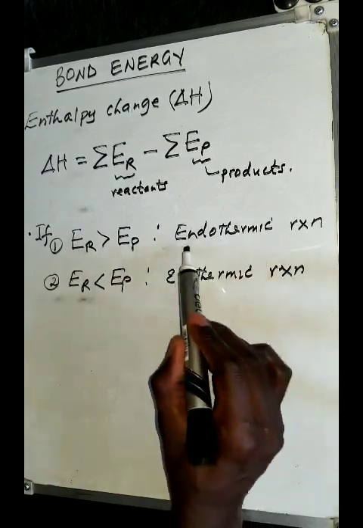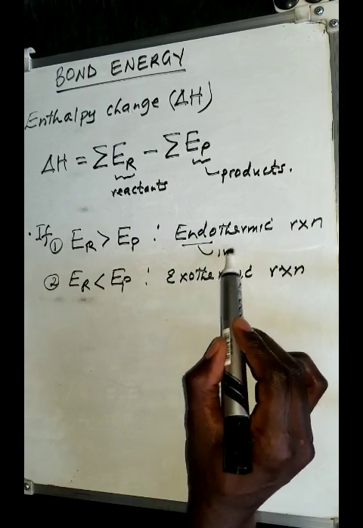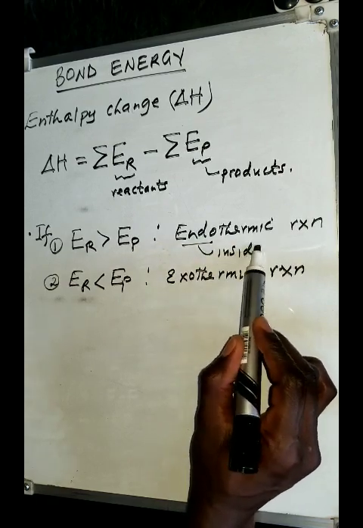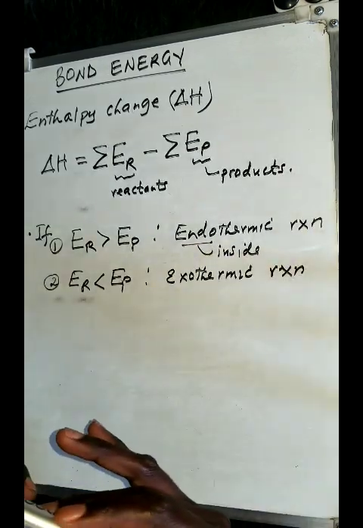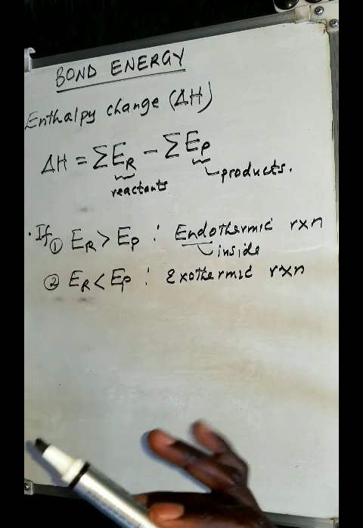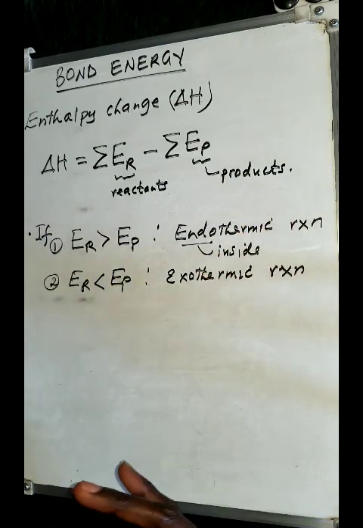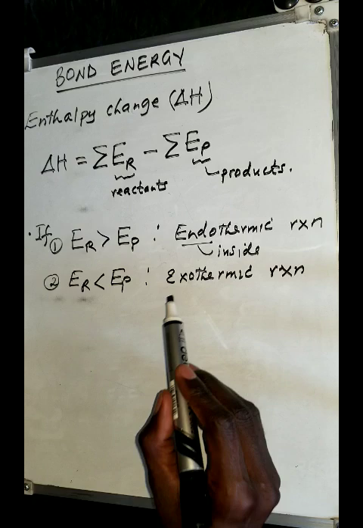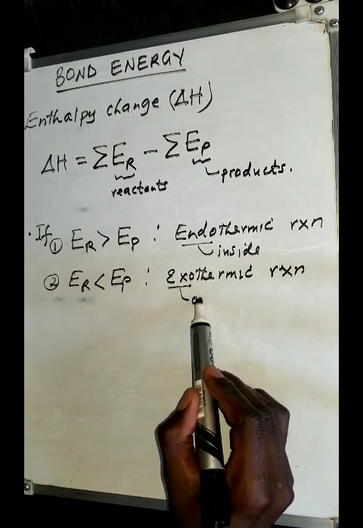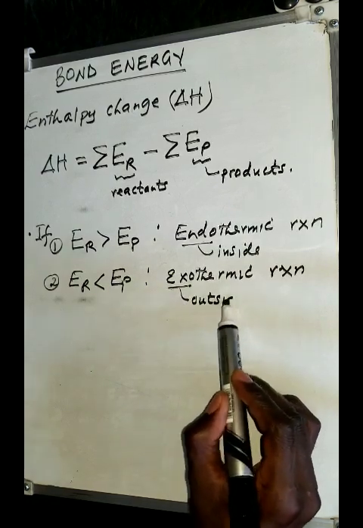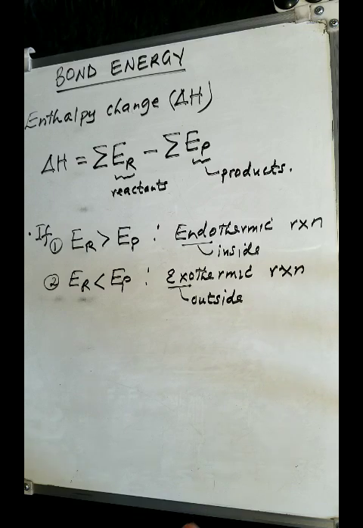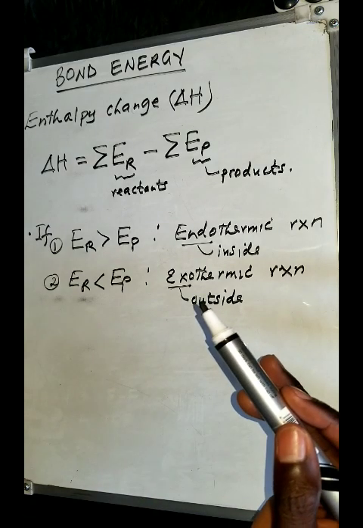So remember, endo simply means inside, meaning a reaction that absorbs heat from the surrounding. In other words, you take in the heat from the surrounding. The word exo there simply means outside. So you are simply releasing heat energy to the outside.